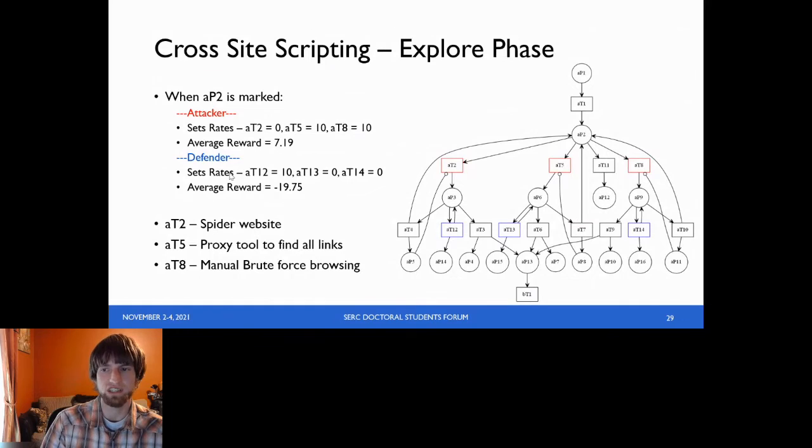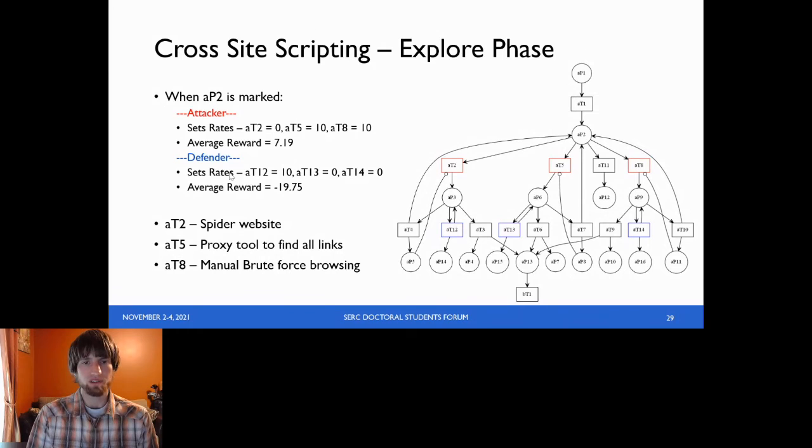In this phase, the attacker is probing the site to find all URLs and possible data entry forms. So for example, at AT2, the attacker will automatically spider the website using an automated tool such as theHarvester. There are other methods such as proxy tools to find all the links and manual brute forcing.